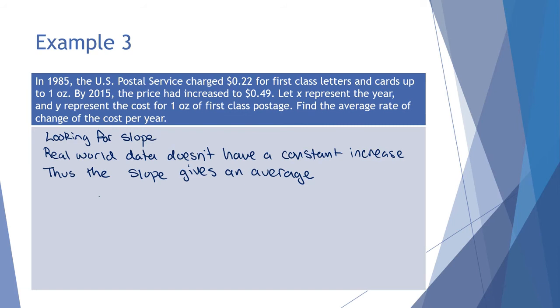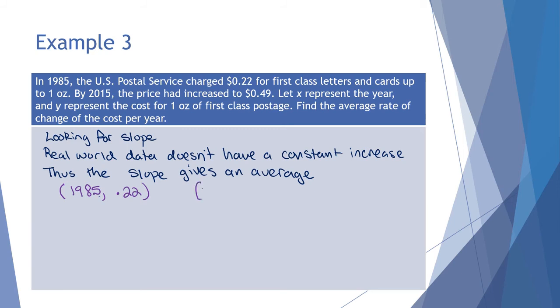So first thing, in order to get the slope, we need to figure out our ordered pairs. The way things work is, basically always, your time is your X value. And they tell us here, X represents the year, and Y is the cost. So the first ordered pair is going to be the year, so I'm going to start with 1985, and then the cost associated with that, 0.22.